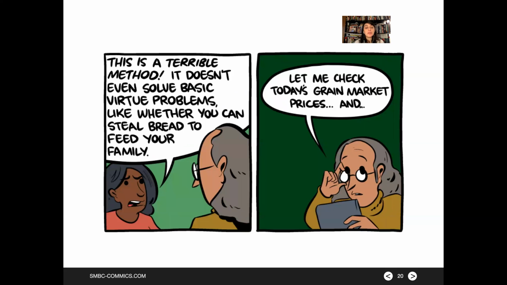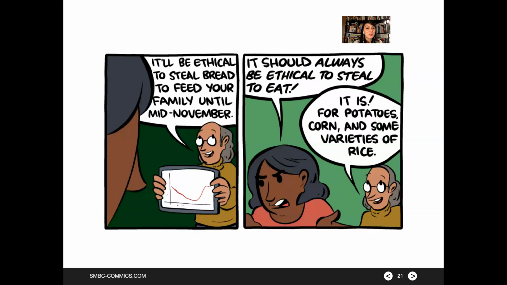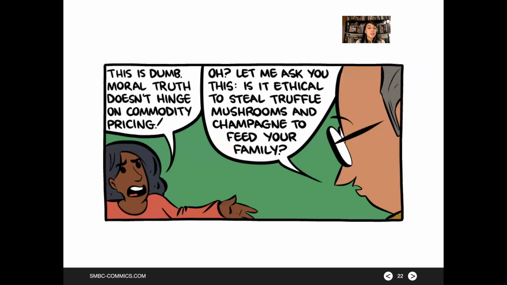Now, this is a terrible method, of course. It doesn't even solve basic virtue problems, like whether you can steal bread to feed your family. So is the action of stealing bread to feed your family moral or not? So what a utilitarian would do here is, let me check today's grain market prices, and yes, it will be ethical to steal bread to feed your family until mid-November. Of course, somebody might feel that it should always be ethical to steal to eat. And of course it is for potatoes, corn, and some varieties of rice. So of course, then you will see, well, moral truth doesn't hinge on pricing of commodities.